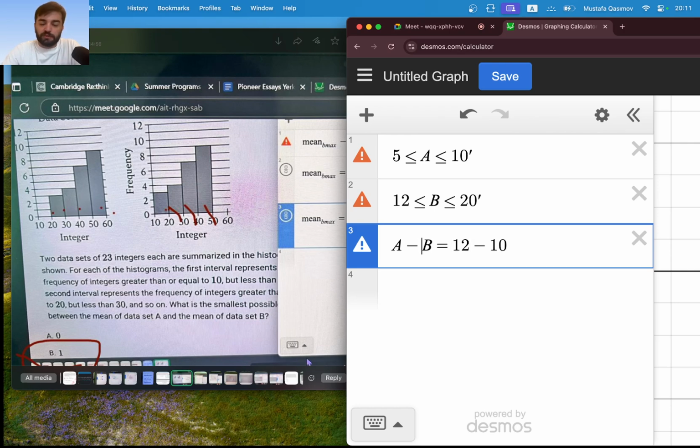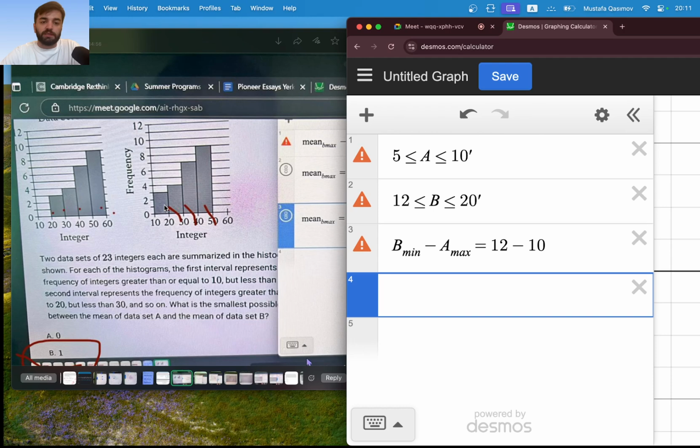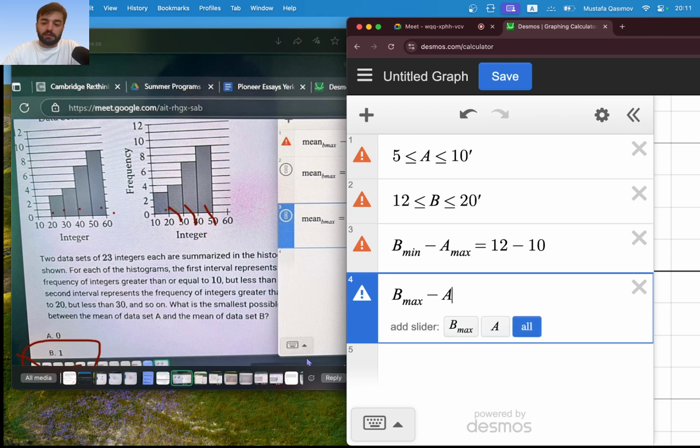So here you have to take B minimum and you have to take A maximum, right? So it's same for this one. You can see second one, B is greater than A, right? So you have to take B maximum and A minimum for finding minimum possible difference. Okay?